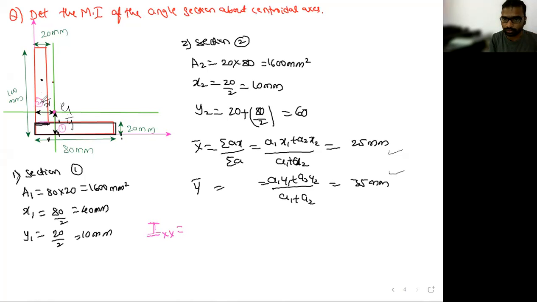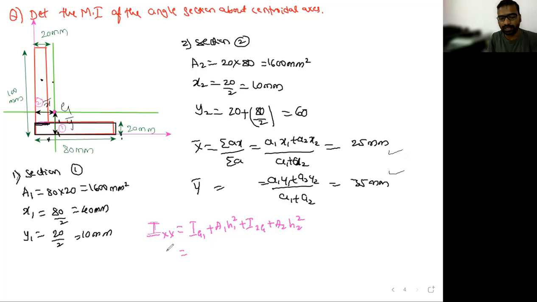Moment of inertia of plate 2, and I have to shift from the moment of inertia of plate 2 to G. Which theorem do I have to apply? The parallel axis theorem. So this is equal to IG1 plus A1 into H1 square plus IG2 plus A2 into H2 square. Okay, all of you concentrate now.